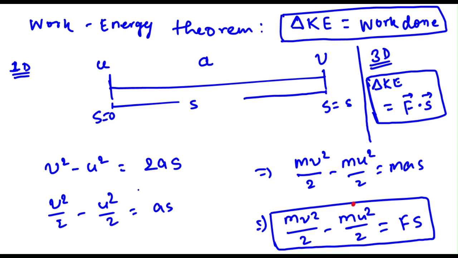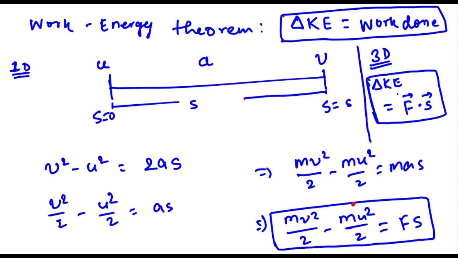This is what the change in kinetic energy equals to: how much work has been done. This work done is equal to the change in kinetic energy. The change in the ability of the body to do work is actually the work done. So this way we say that the change in kinetic energy is equal to work done. This is the work energy theorem.